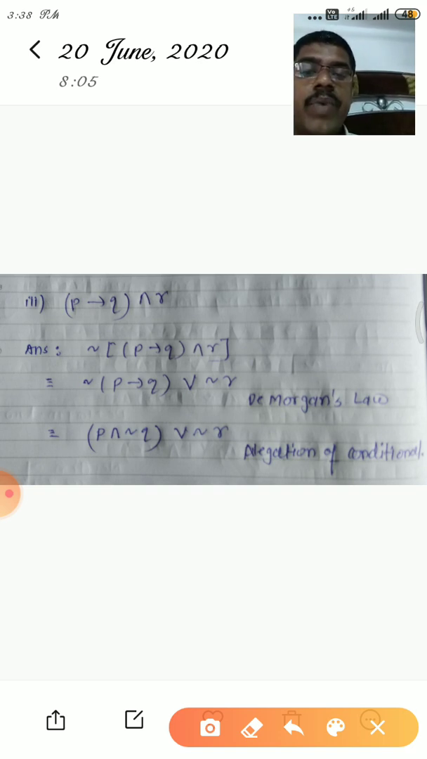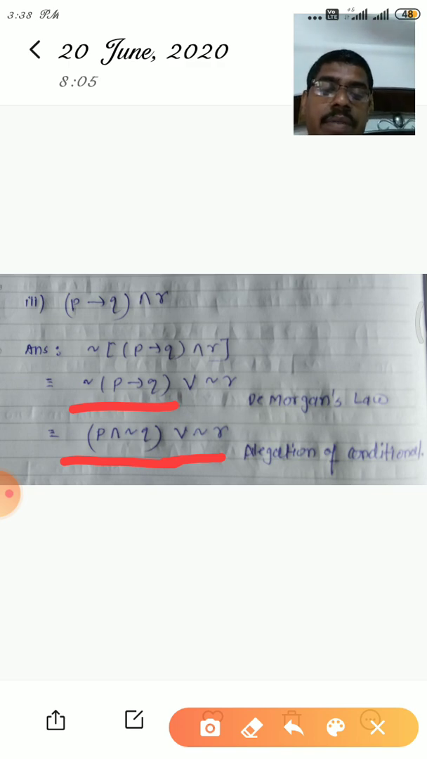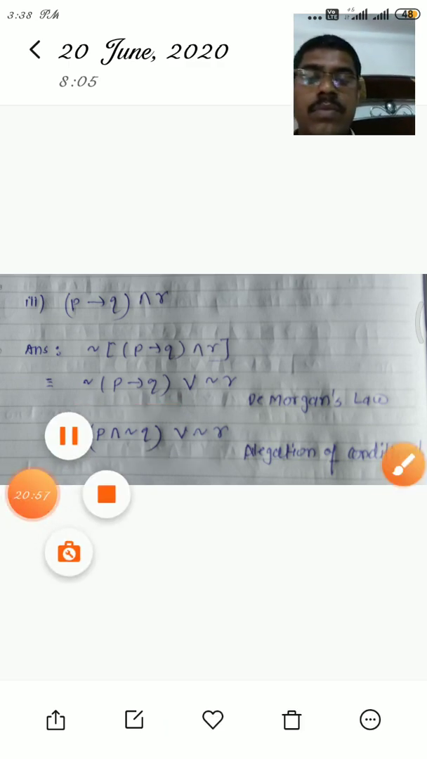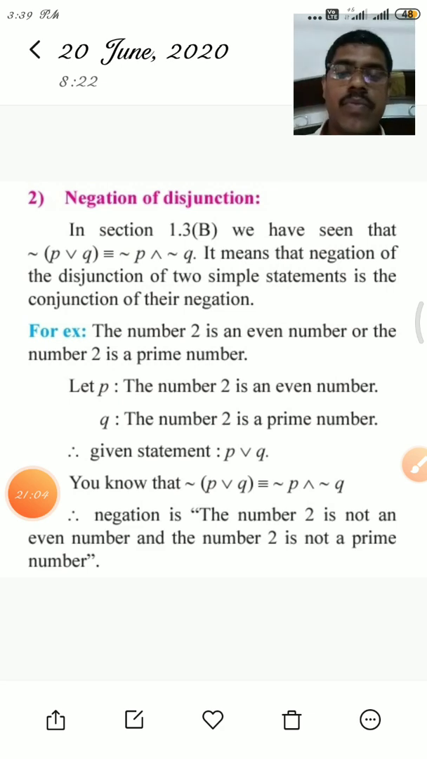That means if you multiply the negation to the bracket, AND converts into OR and OR converts into AND. This is the same De Morgan's law here. Then we apply the negation of P conditional Q, that is P and negation Q or negation R. We have to apply the negation of conditional. This is how we solve the example. The remaining examples, solve yourself. Thank you.